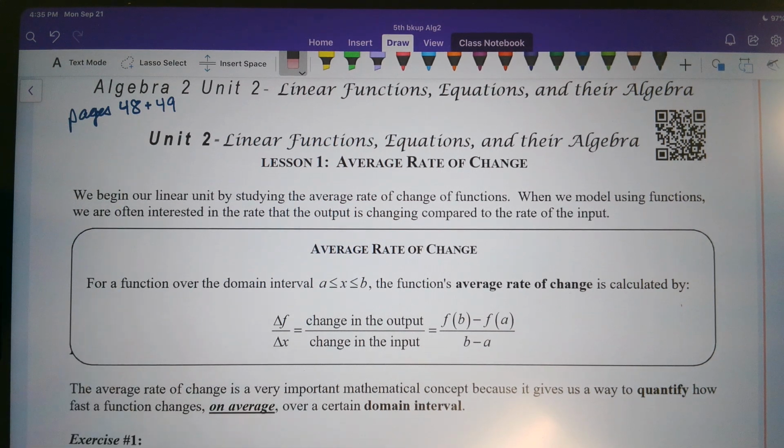On pages 48 and 49 of our textbook, we're starting Unit 2, which is linear functions, equations, and their algebra. Unit 2 is only 5 lessons in length. The first 2 lessons you have seen before in Algebra 1 and in Geometry. So we're starting off with a bit of review from Algebra 1 with our topic, average rate of change.